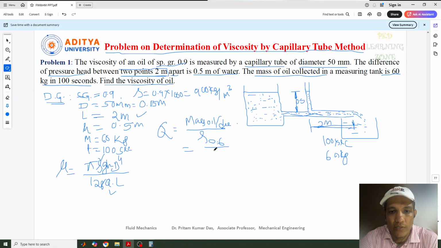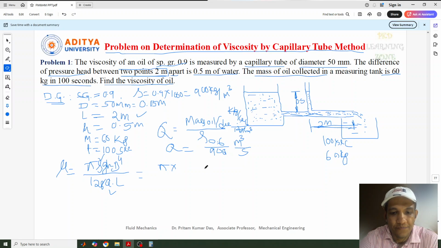So rho is here how much? 900. Rho is 900. So this is actually the discharge. So this much meter cube per second we can write. See, the mass of oil is kg per second, and here it is kg per meter cube. So meter cube will go up, kg to kg will be cancelled, so meter cube by second. So this is the unit of this discharge. And now what we'll do, we'll just put these values in this equation. So we'll get the value finally.